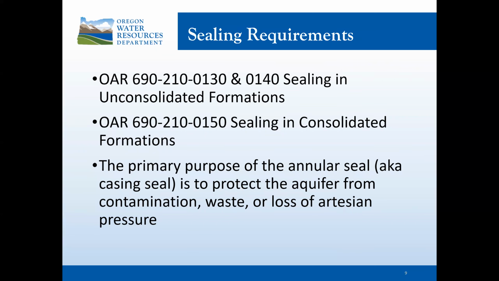Sealing requirements is the next slide, and there are two generic types of sealing requirements. OAR 692-010-0130 and 0140 describe sealing requirements in unconsolidated formations, and OAR 692-010-0150 describes sealing requirements in consolidated formations. The primary purpose for the annular seal, as defined in our rules as the casing seal, is to protect the aquifer from contamination, waste, or loss of artesian pressure.